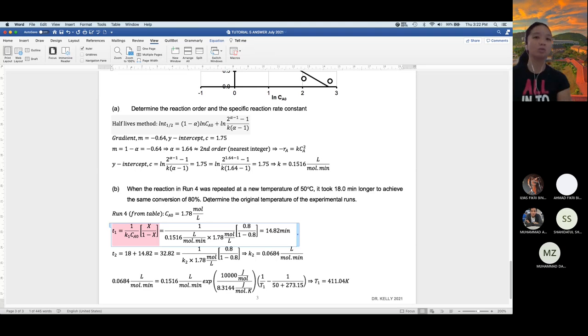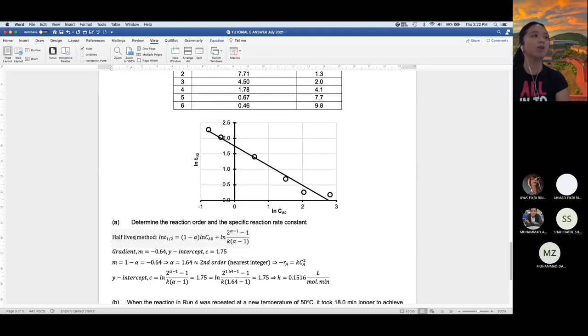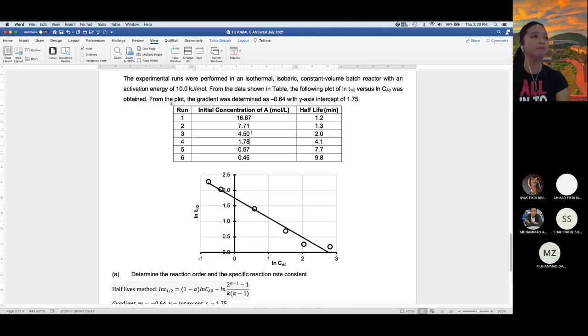So daripada part ni, saya cari dulu masa asal tindak balas ataupun masa yang diperlukan untuk tindak balas ni pada suhu asal. Kenapa saya boleh cari? Sebab saya dah tahu K1 daripada part A. Okay, CA0 pula sebab dia kata saya menggunakan run 4. Daripada table run 4 tu saya dah tahu CA0.